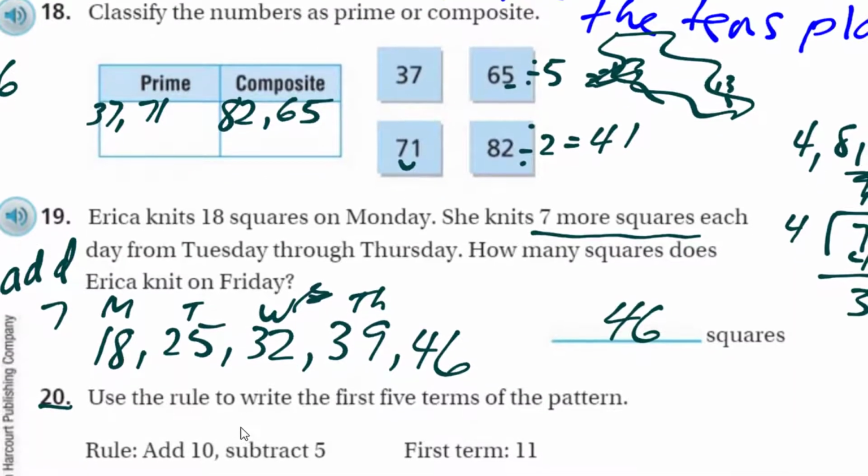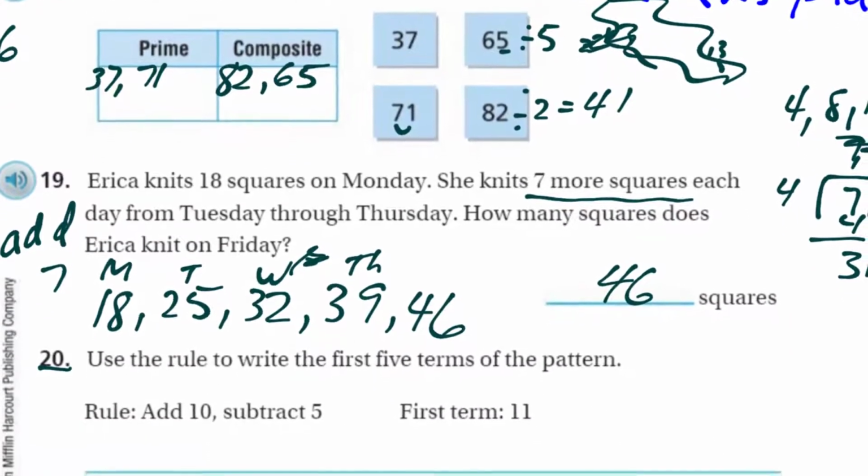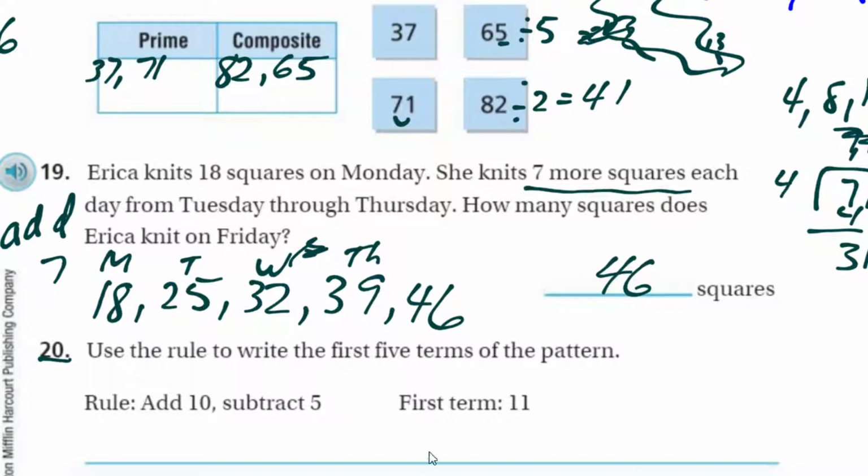Use the rule to write the first 5 terms of the pattern. Okay, and it says first term. Remember what term is. This is just a term. 18 is a term, 25 is a term. If you were to have 4 plus 7, 4 is a term, 7 is a term. Okay, that's that. I like that they use this language because you'll be using it a lot in algebra in the years to come. Woohoo!